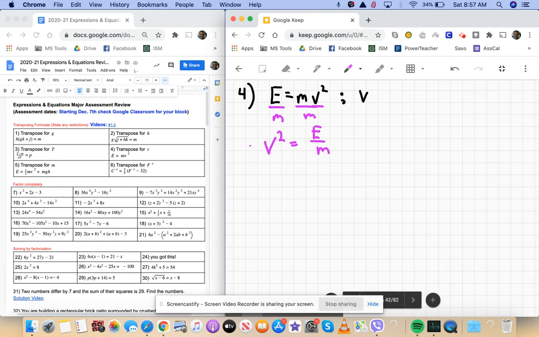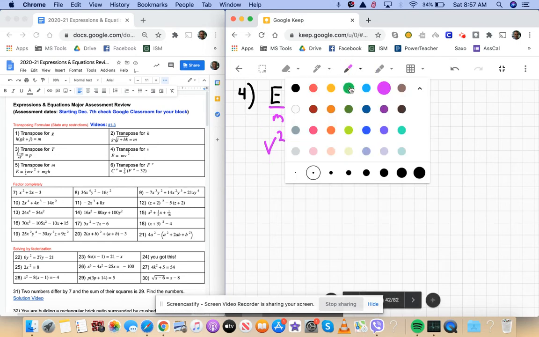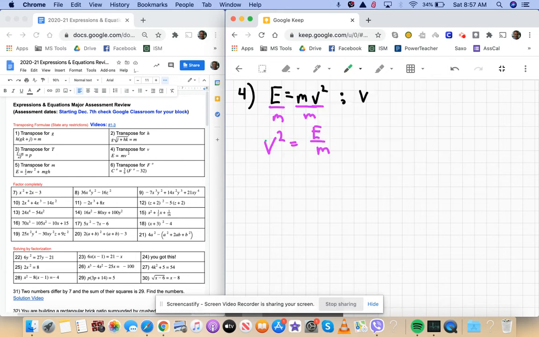Okay, and then we have this isolated. We need to use the square root principle. So I'm going to take the square root of both sides, but I have to say the square root here is equal to plus or minus the square root of e over m. So v is just equal to plus or minus the square root of e over m. Nothing really simplifies in that case.